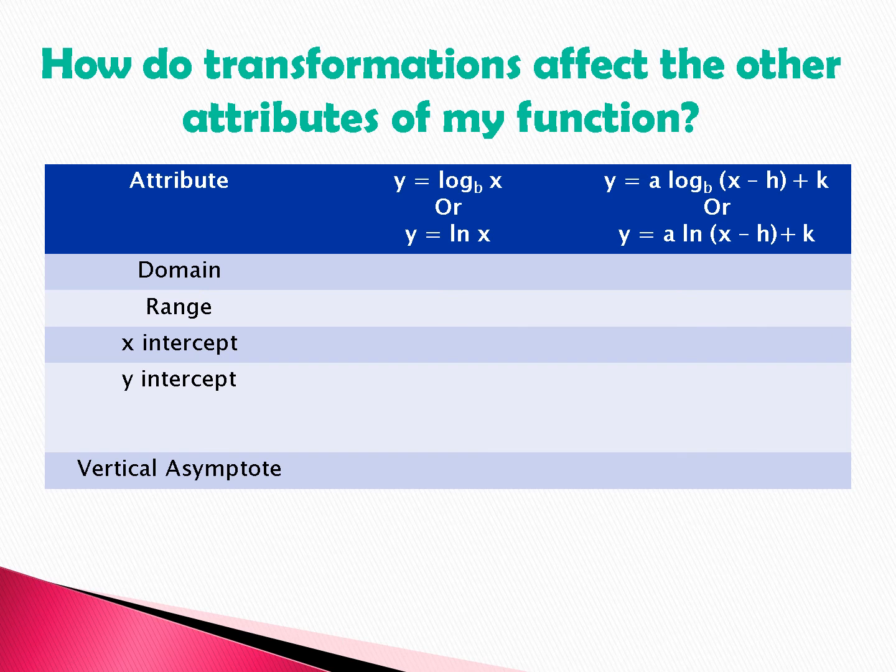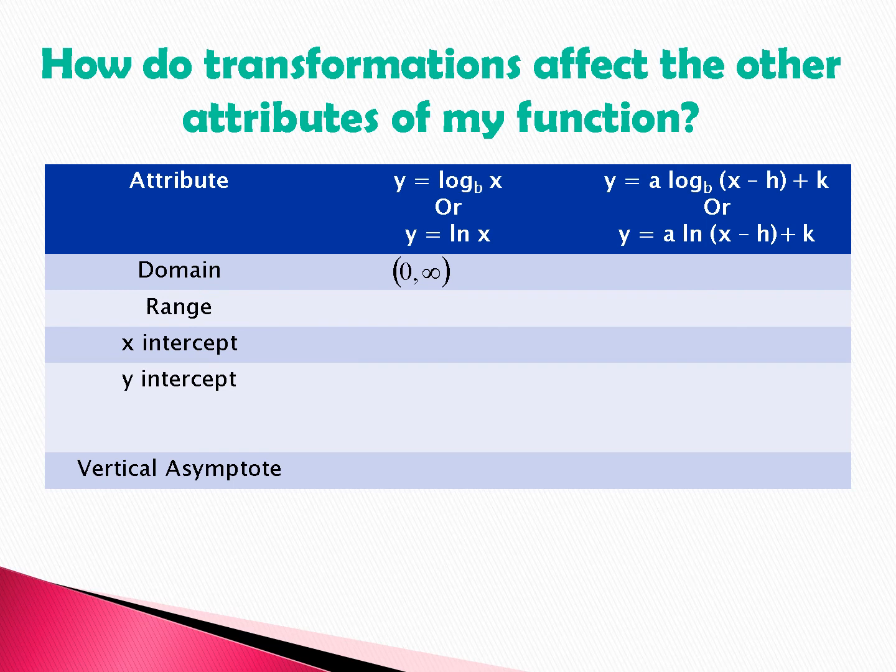All right, let's talk about how transformations affect the other attributes of my function. So we know in the parent function, the domain is 0 to infinity. Now, on the transformation function, remember that that function and the asymptote move as one. It's like there's a magnetic connection between them, okay? So if the function moves right or left, the asymptote goes that way as well.